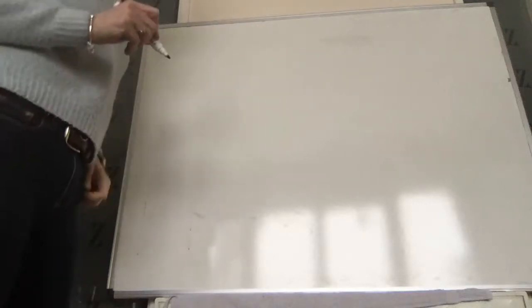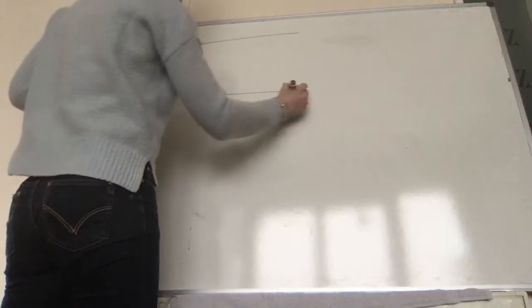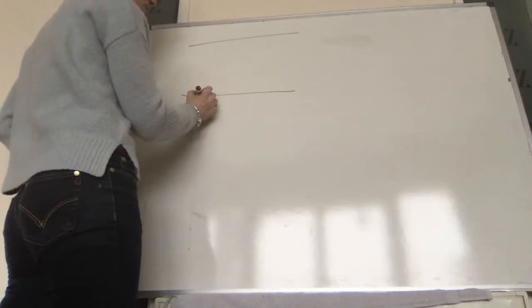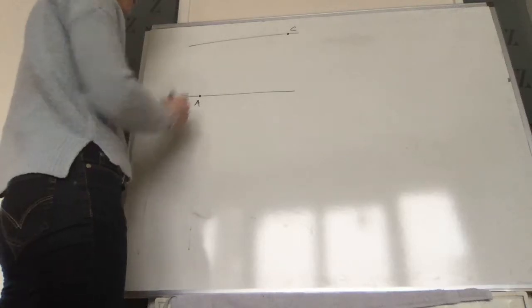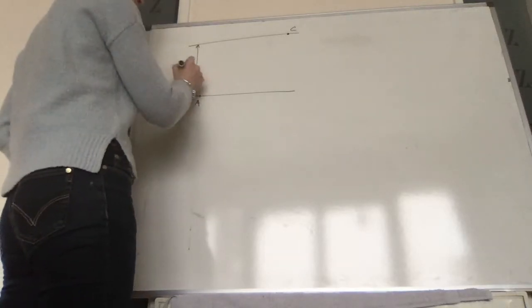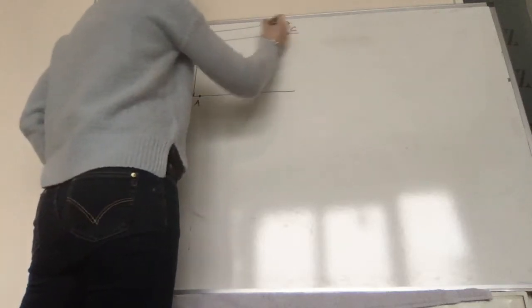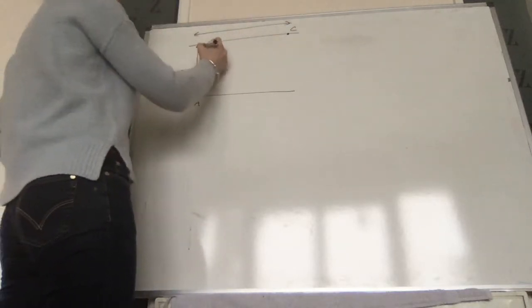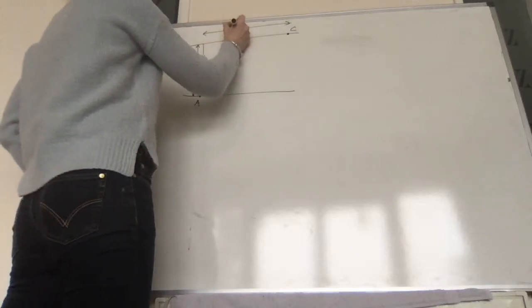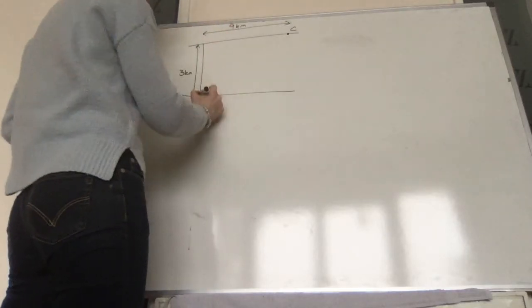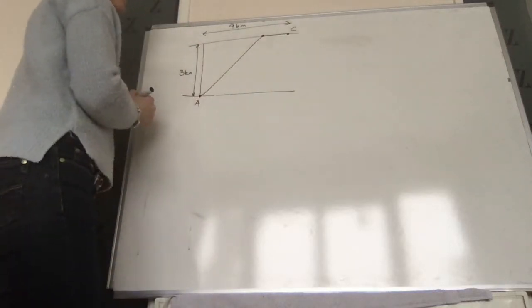So the third example. We have a man who wishes to cross a river and go from A to point C, and he wants to do it as quickly as possible. We're given that the river is 3 kilometers wide and the distance from C to the point directly across from A, which should be here, is 9 kilometers.